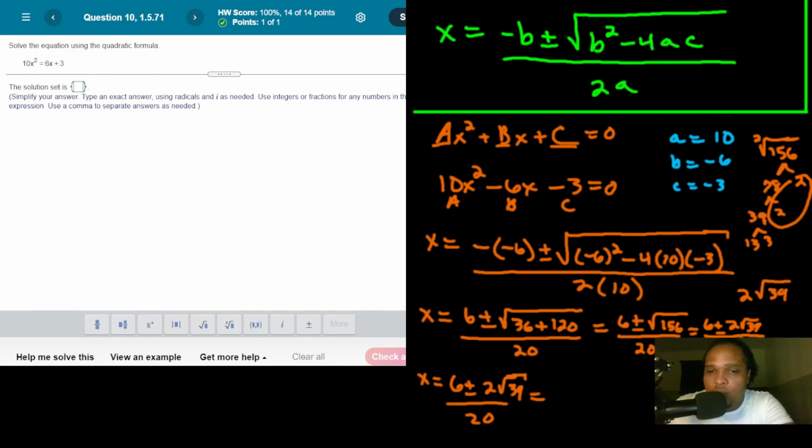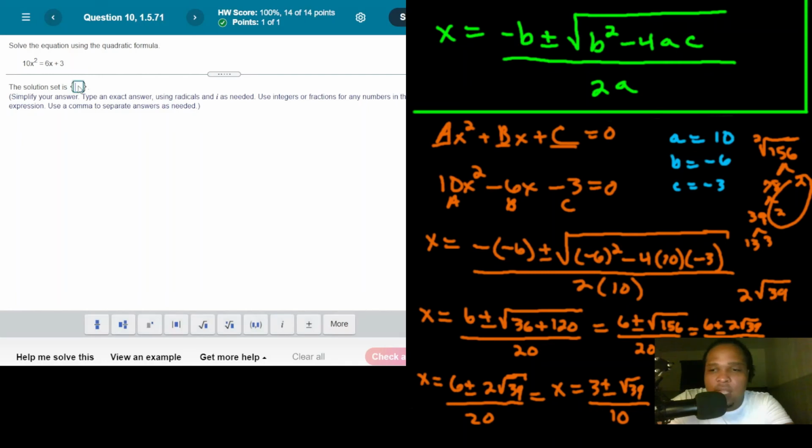Now, the 6, the 2, and the 20 can all be divided by 2, right? Think of it as like a little triangle or something. You just want to focus on those 3 whole numbers that are there. So let's just divide it by 2. You're going to get x is equal to 3 plus or minus 2 divided by 2 is 1. You're left with the 39, and this is all over 20 divided by 2, which is 10. So this is your solution: 3 plus or minus the square root of 39 over 10.